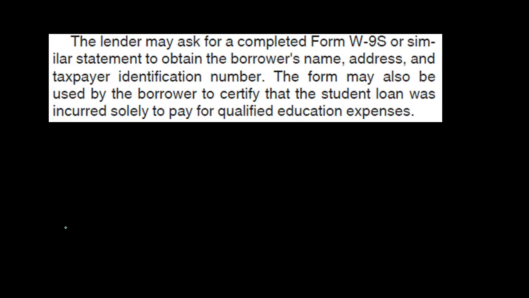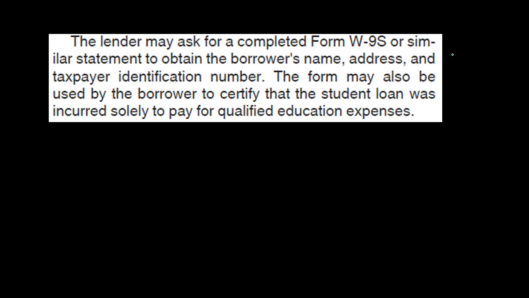Back to the text. The lender may ask for a completed Form W-9S or similar statement to obtain the borrower's name, address, and taxpayer identification number. The form may also be used by the borrower to certify that the student loan was incurred solely to pay qualified education expenses. So notice they have to have the information to provide the documentation, including the 1098. That's a Form W-9S that might have to be filled out by the borrower, in essence usually the taxpayer we're talking about here, and that information has all the required information.